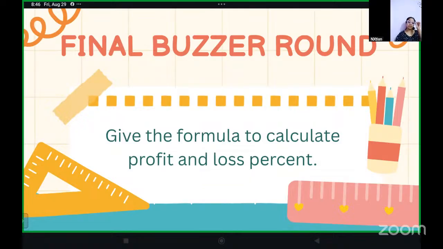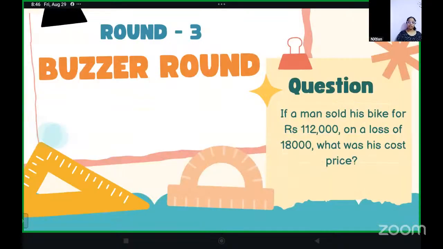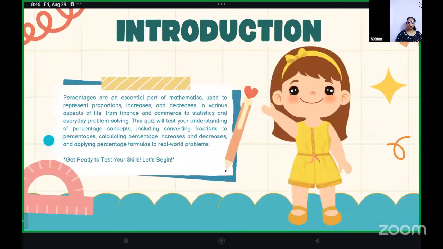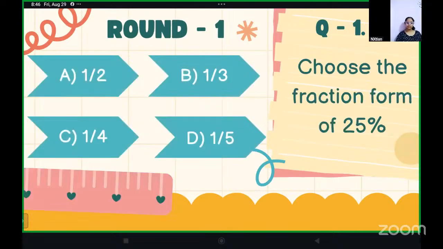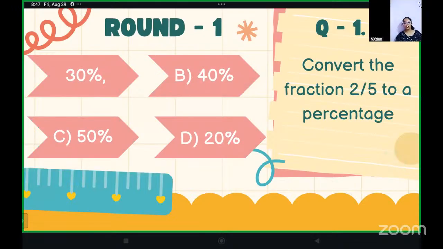Okay. Now I'll quickly go back and tell you the right and wrong answers. Okay. Round 1, convert the fraction 3 by 4 to percentage. Emma's answer was correct. Okay. It was 75%. Second question, choose the fraction form of 25 percent: it is 1 by 4. Abraham's was correct. Third, convert the fraction 2 by 5 to a percentage. Joshua's answer was incorrect.